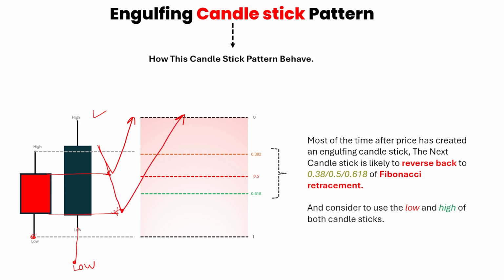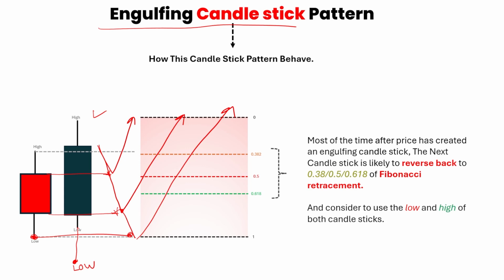So if right now we have a low of a bullish candlestick in an engulfing candlestick pattern, that means this low here is very important too. Price is likely to come to these areas and shoot higher. So that's all the information that I have on the engulfing candlestick pattern.